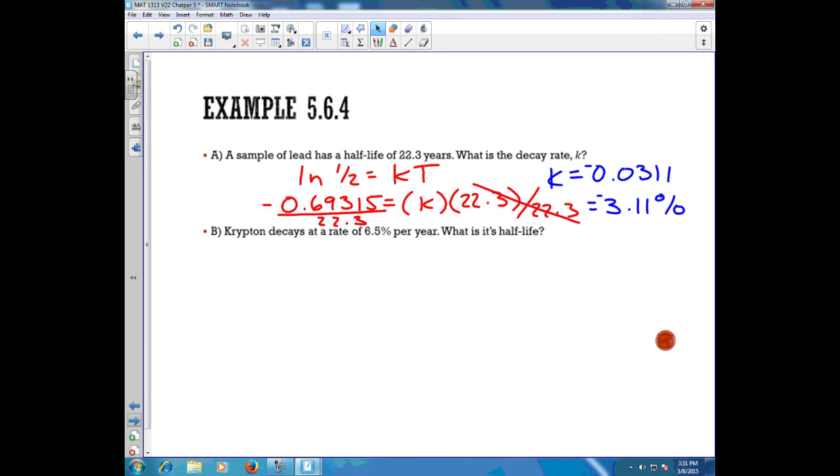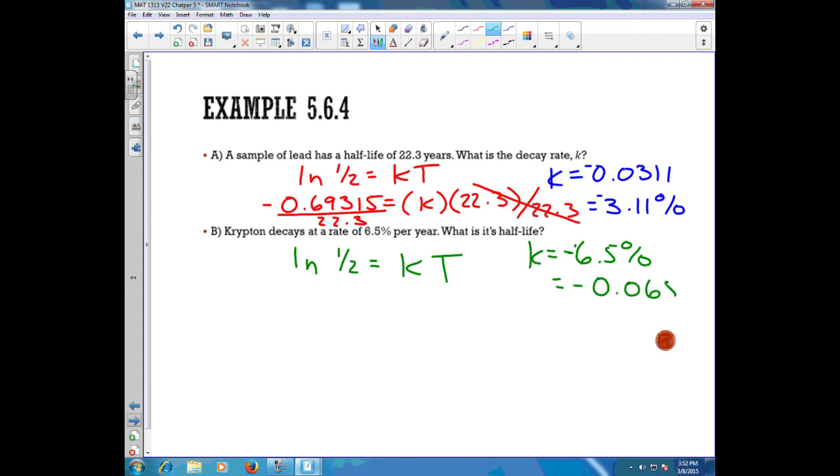Krypton decays at a rate of 6.5% per year. Now we want to determine the half-life. Same equation, the natural log of 1/2 is equal to k times t. We know that the decay rate is negative 6.5% because it's decaying, it should be negative. And so that means negative 0.065. And so the natural log of 1/2 is negative 0.69315. That equals negative 0.065 times t.